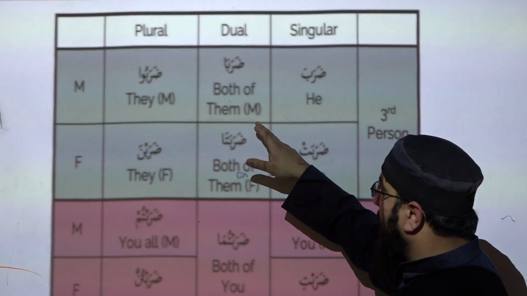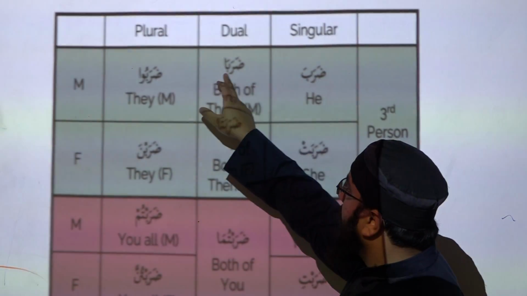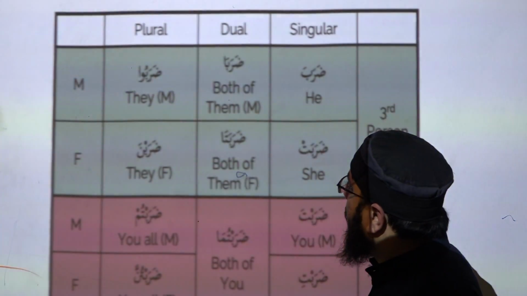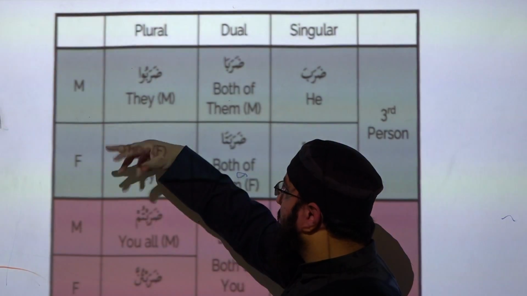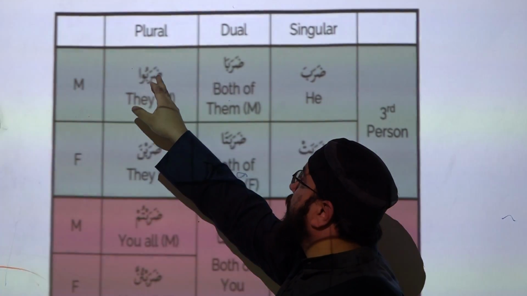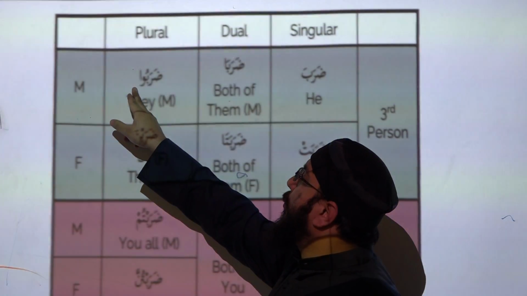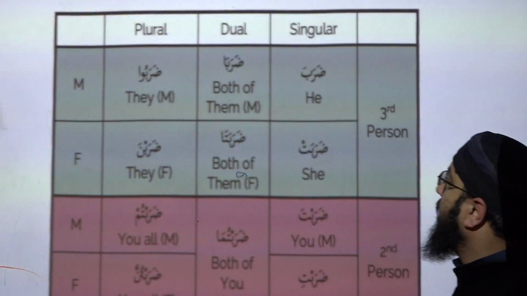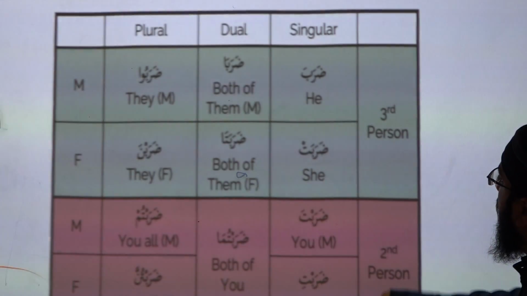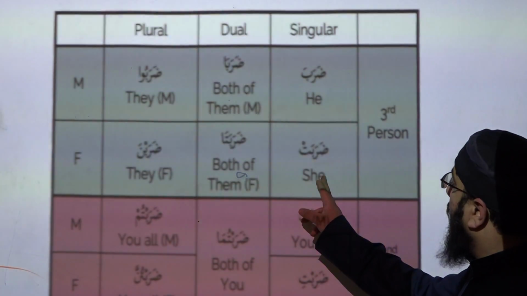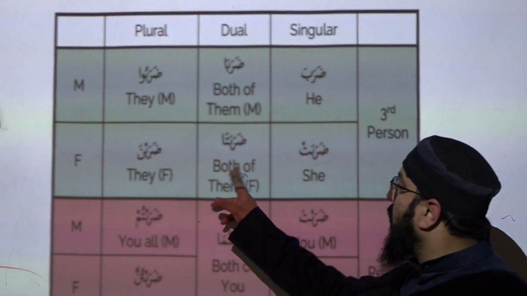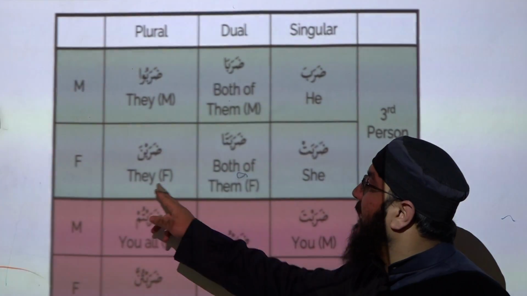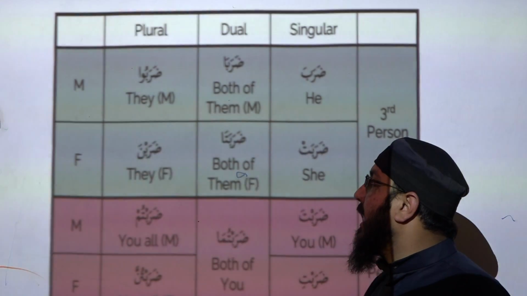Both of them, male, hit. Daraba. The 2 of them hit. They, male, hit. This would be darabu. That would mean they hit. Okay? We went over she hit, darabat. Both of them female hit, darabata. And they female hit, darabna.